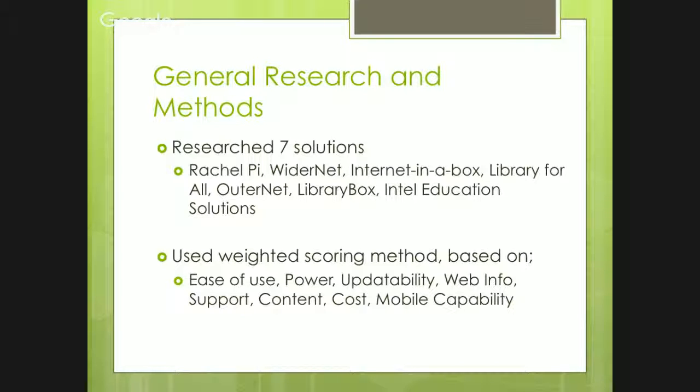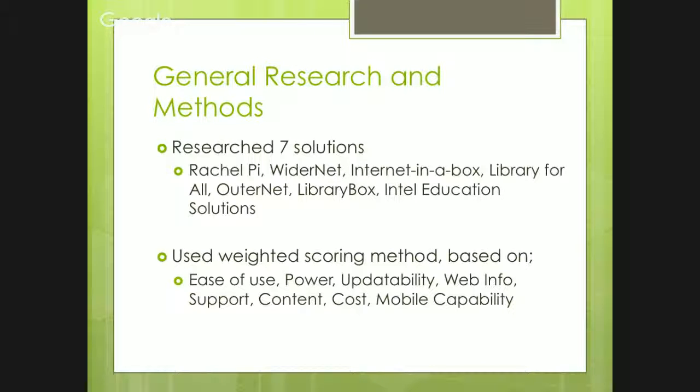Widernet, Internet in a Box, Library for All, Outernet, all these different options are just different ways to basically have a microprocessor become a hotspot and give out some type of content. Some were more expensive than others. For example, Outernet requires a satellite connection, so you actually have to buy a mini satellite to stay connected with their satellites, and sometimes it's available, sometimes it's not.